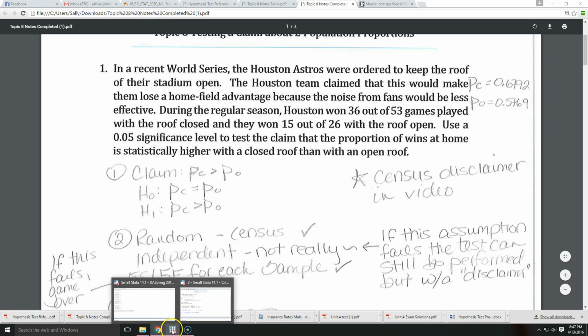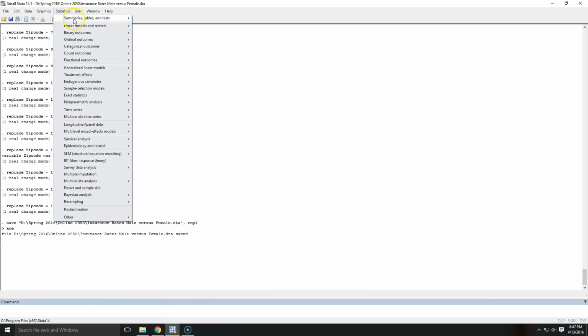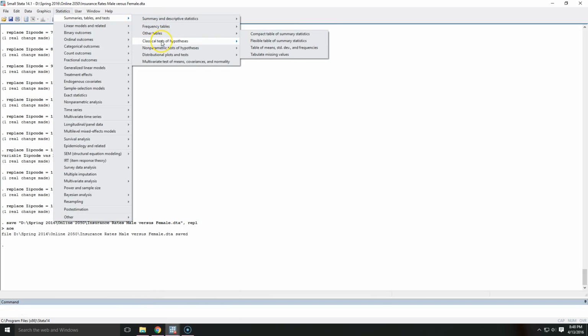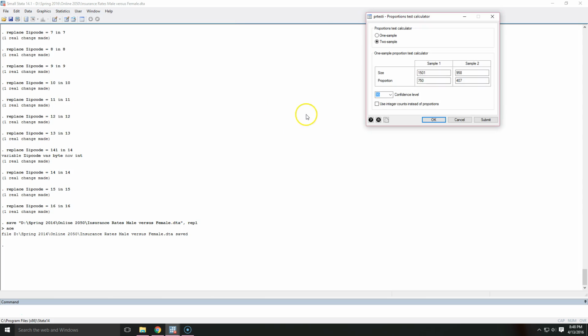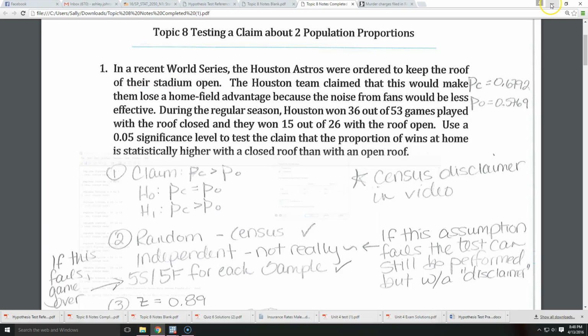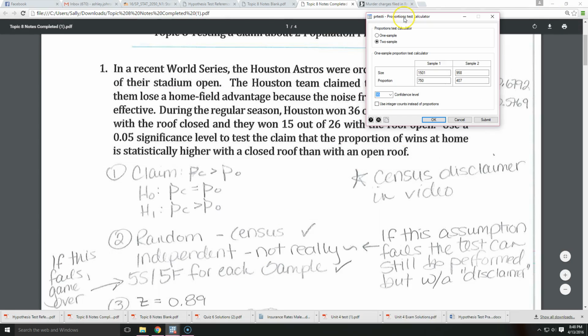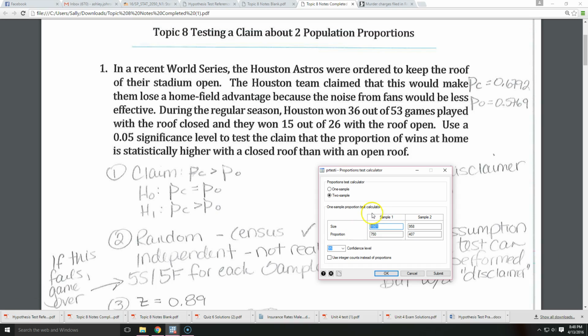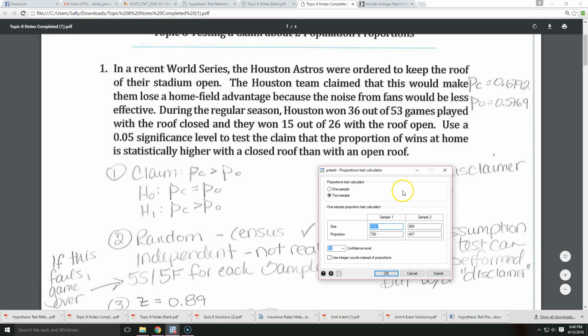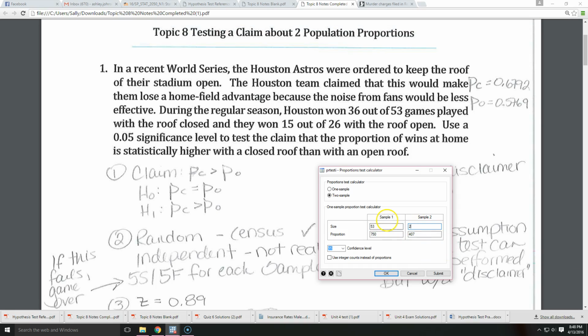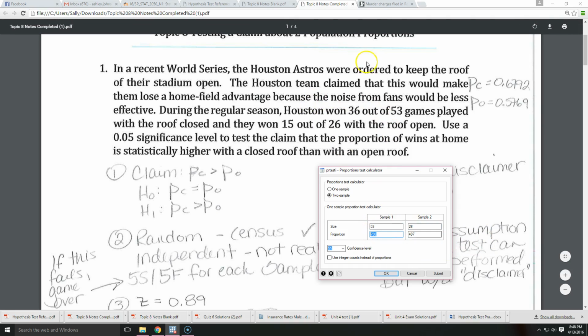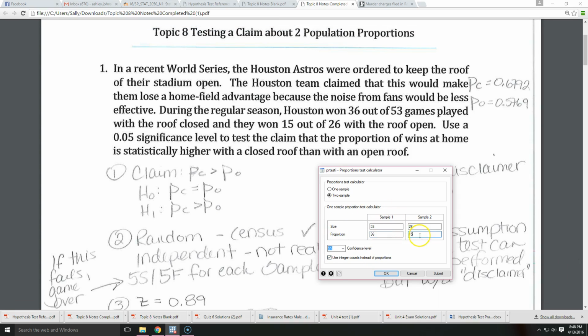When we go to put this in Stata, we're going to select the proportion test calculator. We have a sample size of 53 for the roof closed and a sample size of 26 with the roof open. Our proportions are not 36 and 15. It would actually be 0.6792 and 0.5769, unless we check this box, and then it's okay for us to put in counts here instead of the actual decimal value.